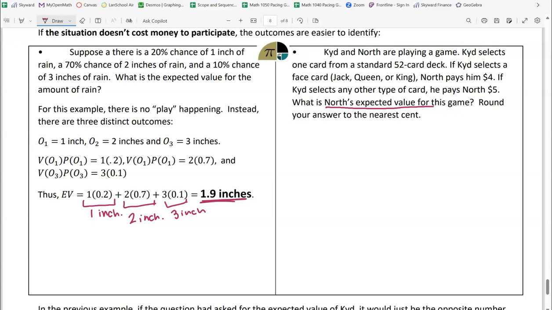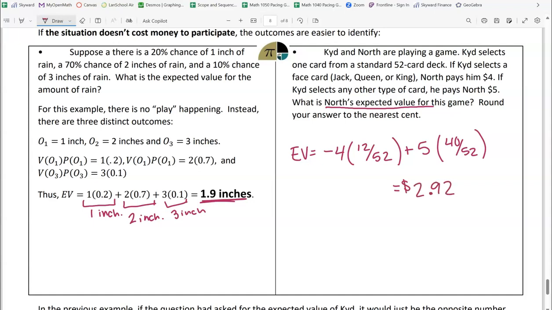Okay, so hopefully you've tried this one out. I'm just going to write it out really quick. For North, if he draws the face card, then North is going to lose $4. Okay, in a deck of 52, there are 12 face cards. Plus, North is going to gain $5 if he draws any other card. So there are 40 cards left out of 52. Okay, and when you type that in, you get $2.92. So this is a good game for North to play because on average, they're going to win $2.92 per round.